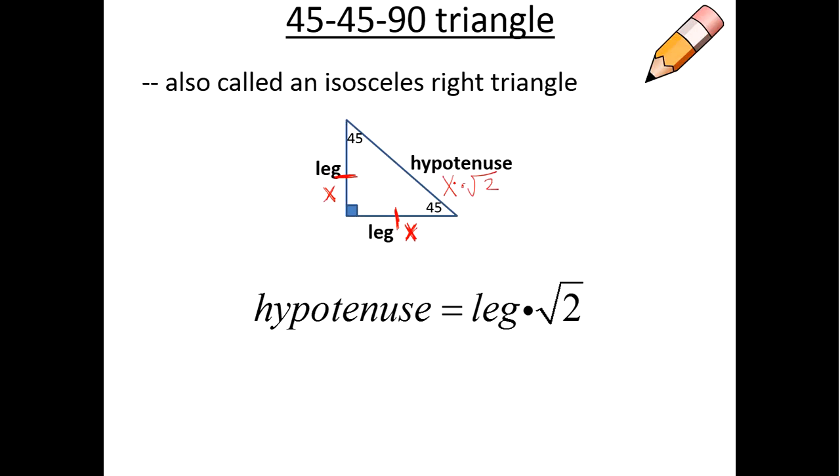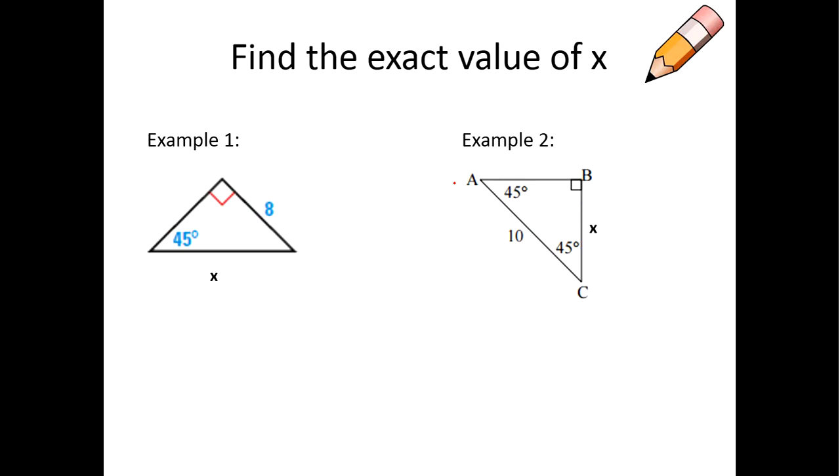Okay, so let's try a couple of examples of 45, 45, 90s. So I have an 8 for one of my legs and an x for the hypotenuse. If you remember, the hypotenuse was the leg times the square root of 2, right? And I know my leg is 8. So my hypotenuse, x, is the leg, 8, times the square root of 2. So my x is 8 square roots of 2.